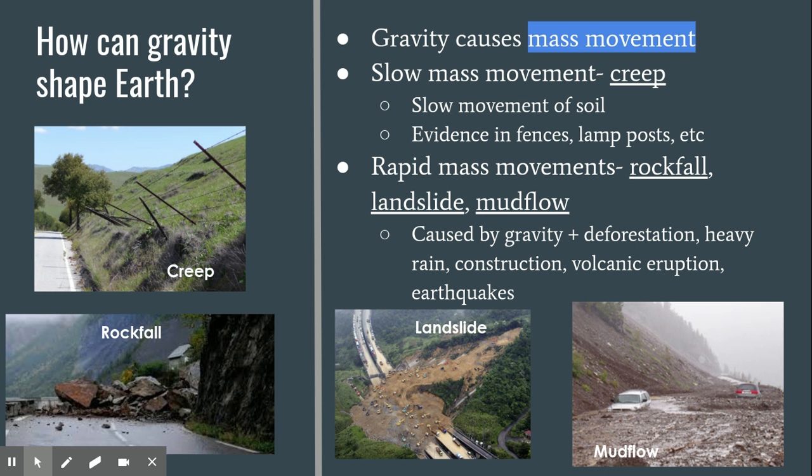So gravity is pulling that soil very slowly. If there's a lot of moisture in the soil, it's going to want to move a little bit more. And we don't typically see creep happening. We see evidence of creep happening. So this picture here in the top left, this is a picture that shows us that creep has happened.